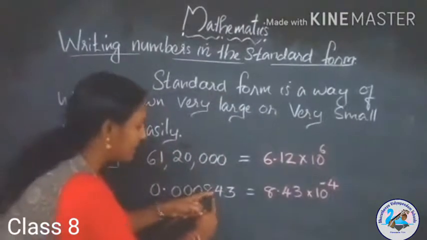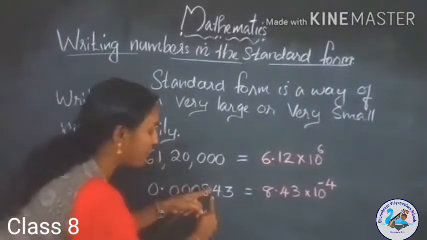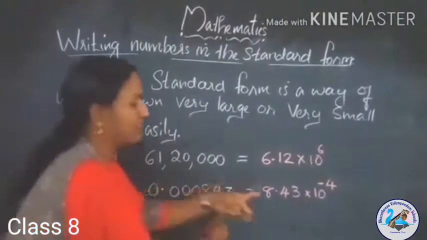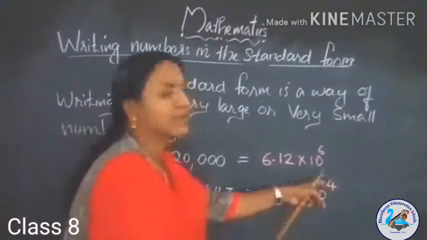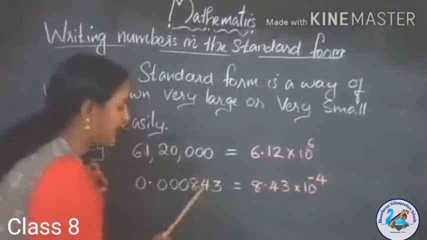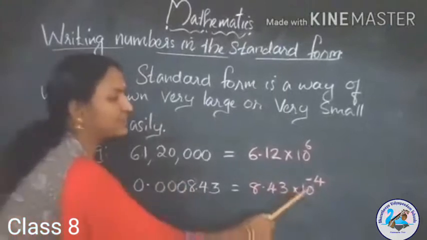Why? Count the number of places between the new decimal point and the original decimal point. So 8.43 into 10 raised to minus 4. Why minus? The number is a decimal number, so we write 10 raised to minus 4.